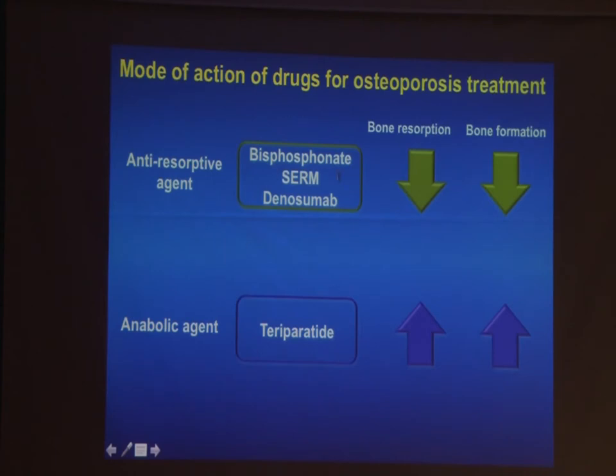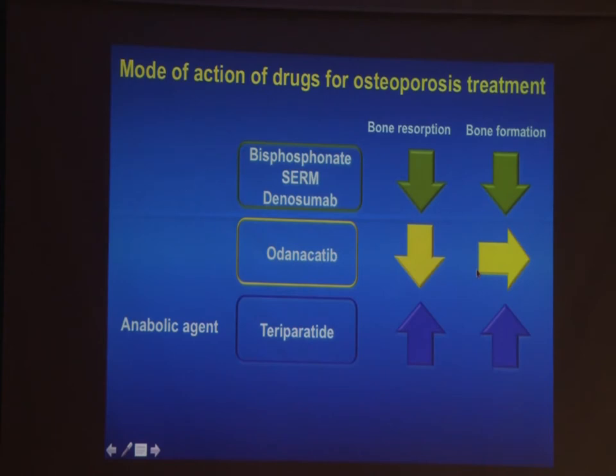With all these new drugs in the market, we used to call bisphosphonates and denosumab anti-resorptive agents, and teriparatide an anabolic agent. But both of these not only reduce bone resorption, but also bone formation. Teriparatide not only increases bone formation, but also bone resorption. In contrast, odanacatib reduces bone resorption, but because osteoclasts are there, it appears to influence bone formation, and bone formation does not appear to be inhibited. So it may be better to call these agents bone turnover suppressors, and the real anti-resorptive should be odanacatib.